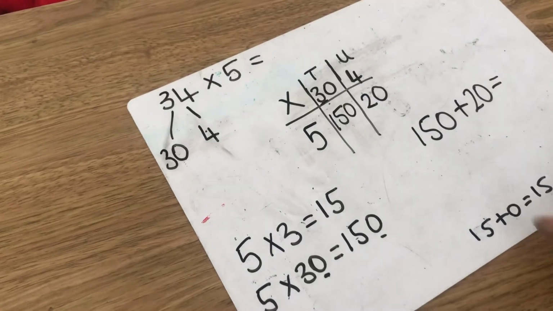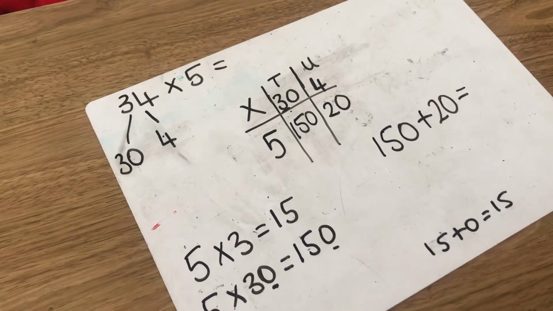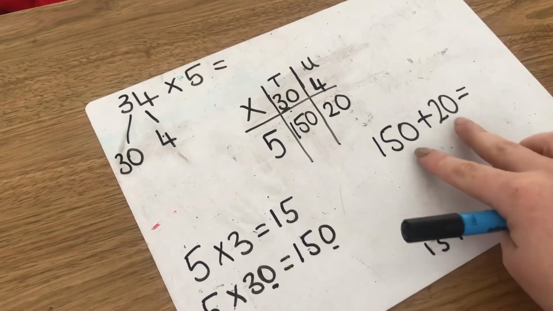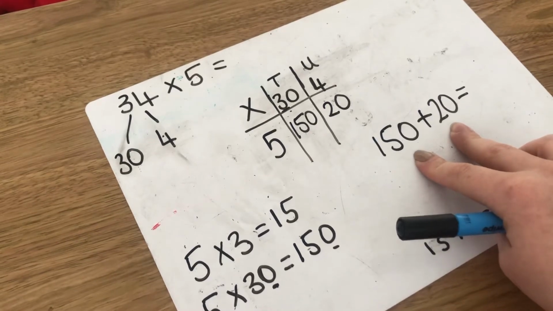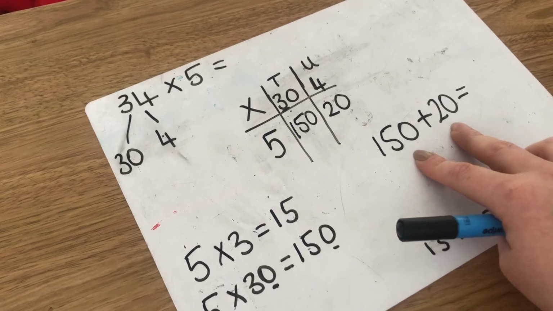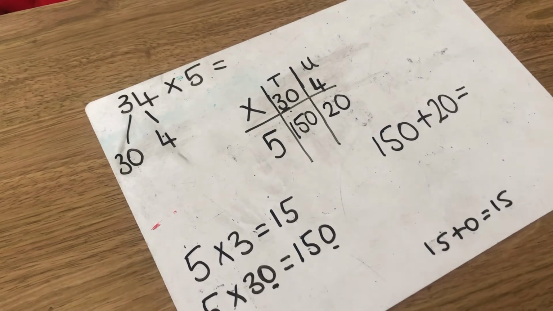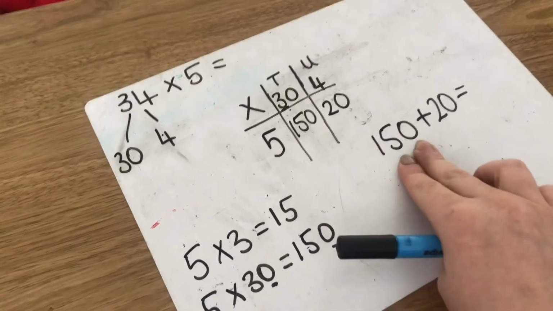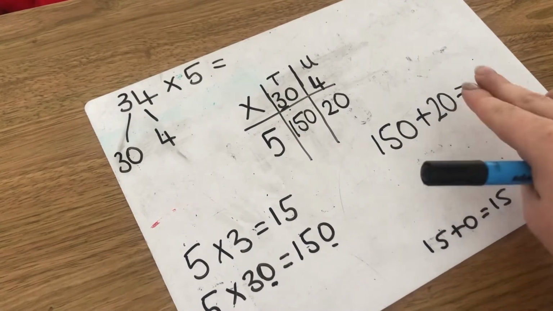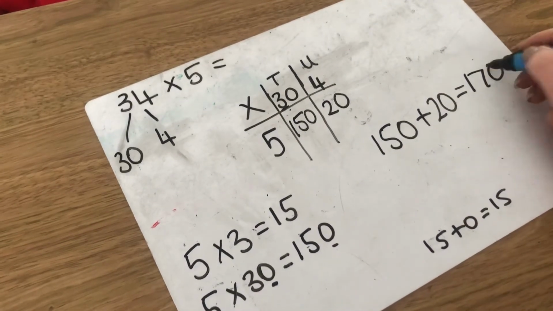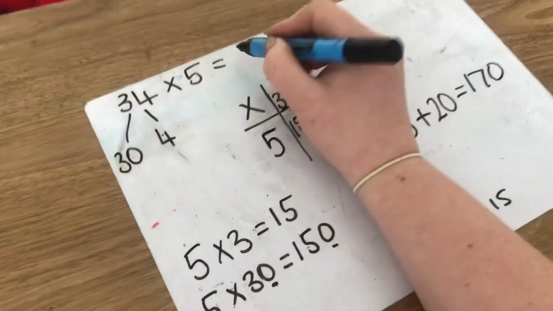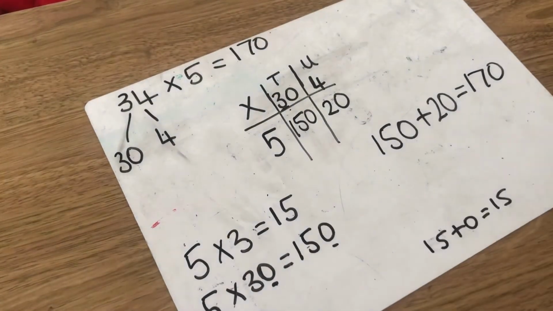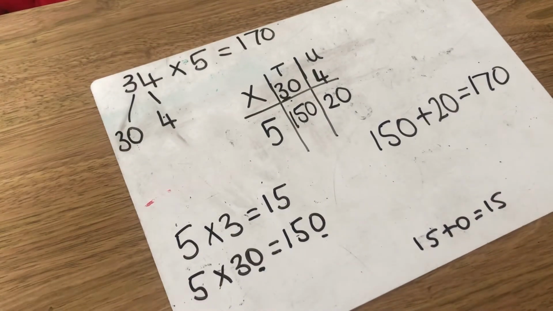Now, there's lots of different ways that you could add this together, whichever one you're comfortable with. You could use your column method, things like that. I'm simply going to do my counting on method because it's an easy way, because there's just multiples of 10 that we're counting. So it's much easier to count on. It's a quicker way. Remember, we're always thinking about the calculation methods that are the quickest to help us solve a problem. So I'm going to count on with my biggest number: 150, 160, 170. So the answer for 34 times 5 would be 170. Okay, so we've done that there.